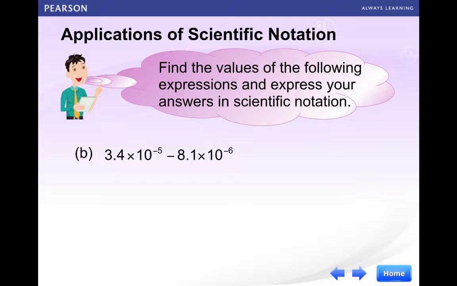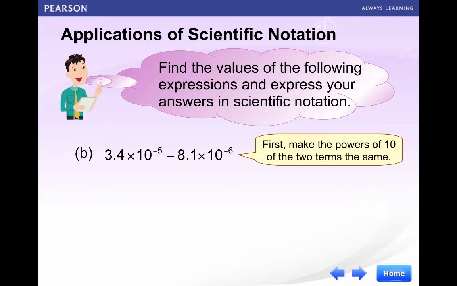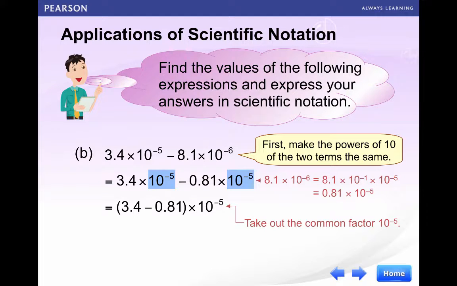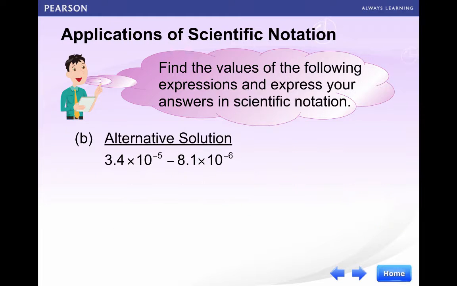For part B, we can also use a similar method. This time we change 10 to the power negative 6 into 10 to the power negative 5. And 10 to the power negative 5 is the common factor, so we take it out. 3.4 minus 0.81 is 2.59. So the answer is 2.59 times 10 to the power negative 5.